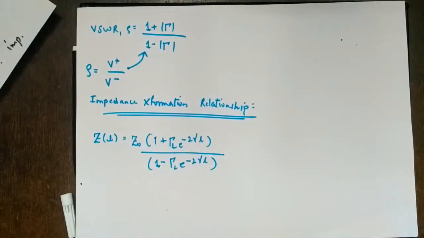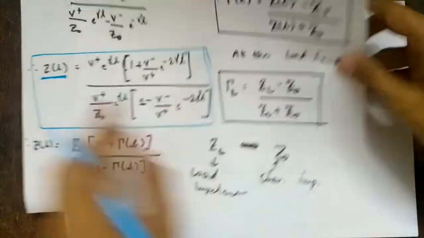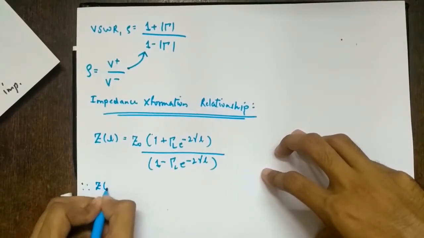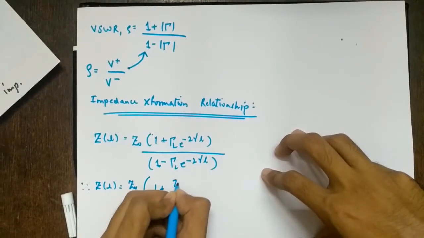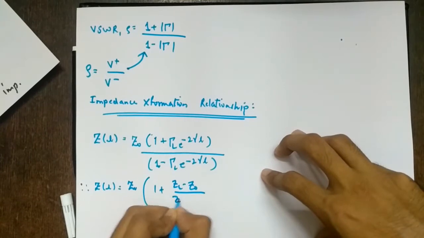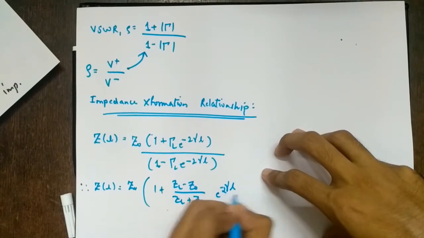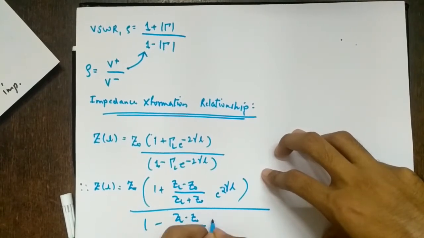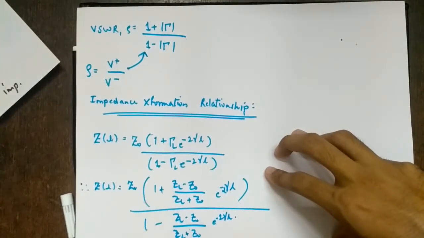Okay. And what is gamma L? ZL minus Z0 upon ZL plus Z0. Basically, we want it in terms of ZL and Z0. Therefore, Z of L equals Z0 into (1 plus (ZL minus Z0 upon ZL plus Z0) e raised to minus 2 gamma L) upon (1 minus (ZL minus Z0 upon ZL plus Z0) e raised to minus 2 gamma L). Okay, obviously this is in the denominator, it is creating problems.